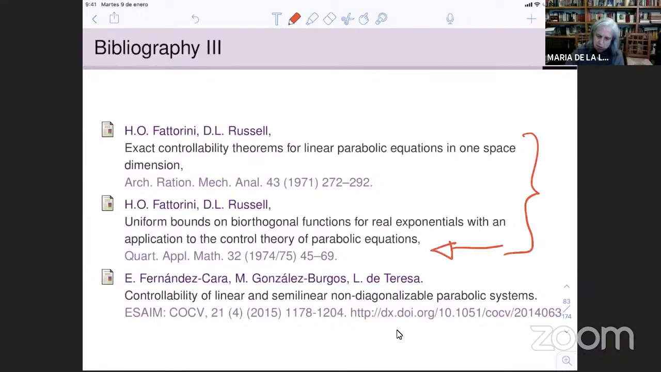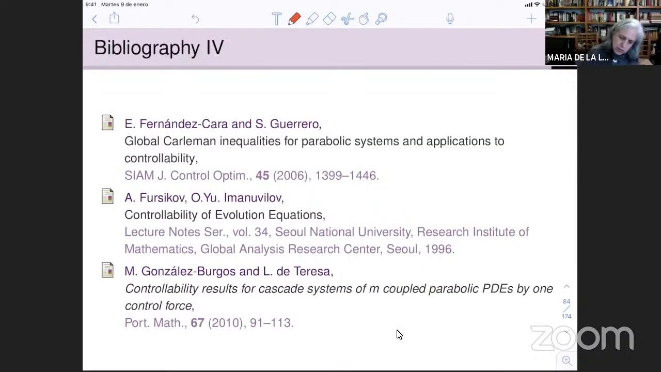You have this paper with Fernandez-Cara, Gonzalez-Burgos, and myself for when you have several parabolic coupled equations. If you want to learn global Carleman inequalities, these are not the original papers of Fursikov and Imanuvilov, but this paper is very difficult to find, okay? If you want it, I think I have a PDF of this paper of Fursikov and Imanuvilov, the original paper where Carleman inequalities to control parabolic equations were introduced, but it's very difficult to find and it's not easy to read.